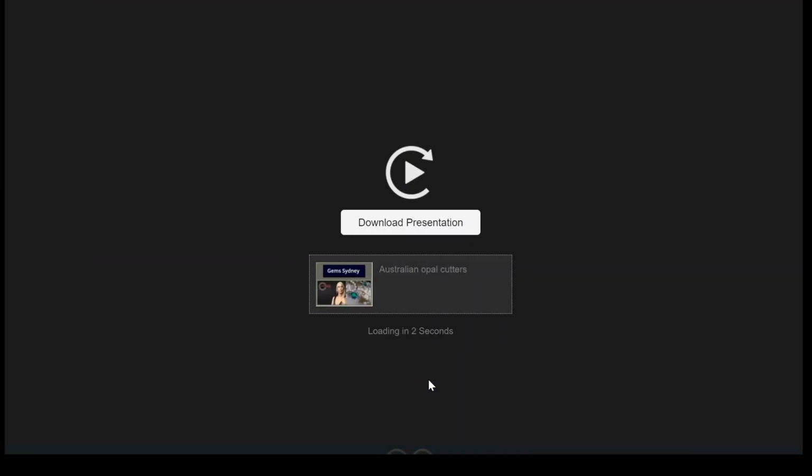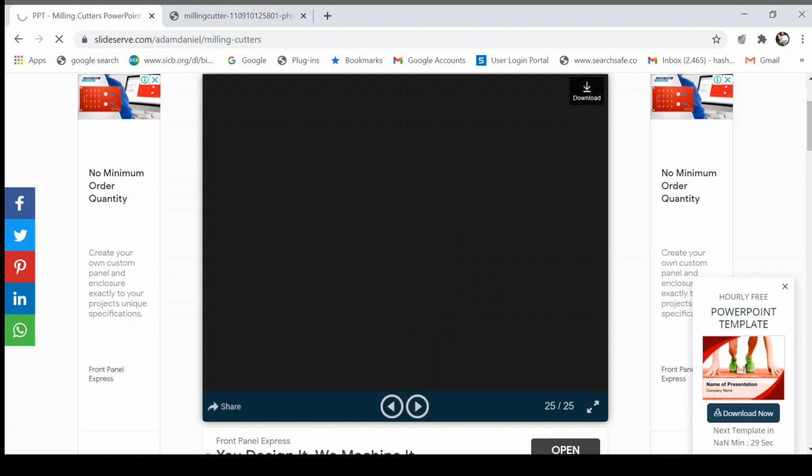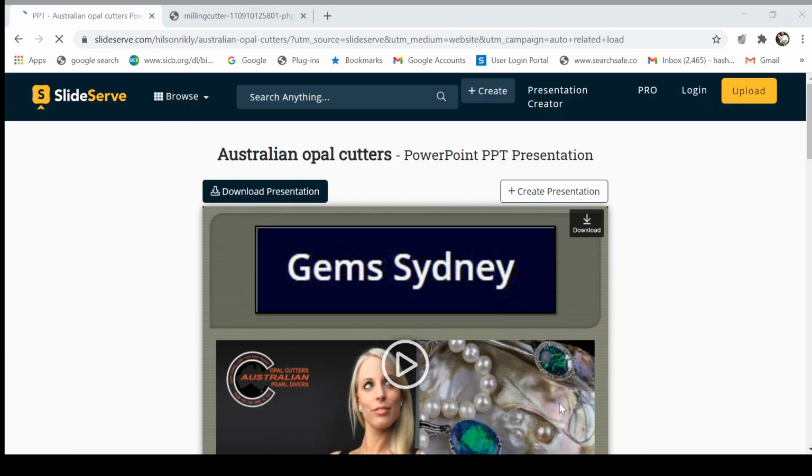Thank you very much. These are all the different types of milling cutters.